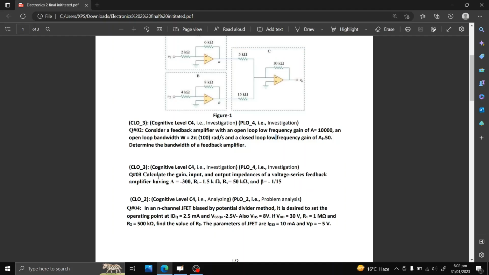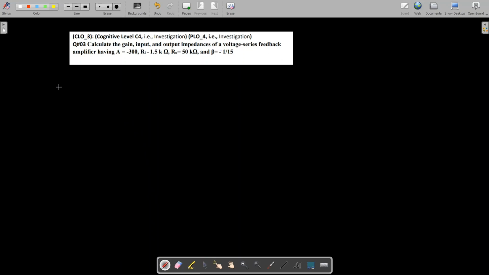Okay, now let us look at question number 3. Question number 3 states that calculate gain, input and output impedance for a voltage series feedback. Fine. So we have voltage series feedback topology, and we are given A, that is minus 300, input impedance which is 1.5 kilo ohm, output impedance which is 50 kilo ohm, and beta which is the feedback factor, that is equal to minus 1 by 15. So this question intends to know whether you know what happens to the input impedance, the output impedance, and the gain in voltage series feedback. Fine. So let us solve this.